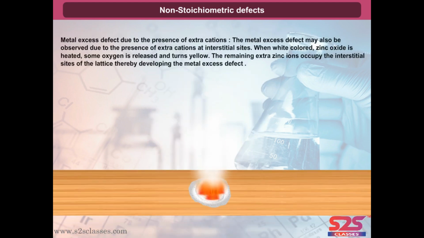Metal excess defect due to the presence of extra cations. The metal excess defect may also be observed due to the presence of extra cations at interstitial sites. When white-colored zinc oxide is heated, some oxygen is released and it turns yellow. The remaining extra zinc ions occupy the interstitial sites of the lattice, thereby developing the metal excess defect.